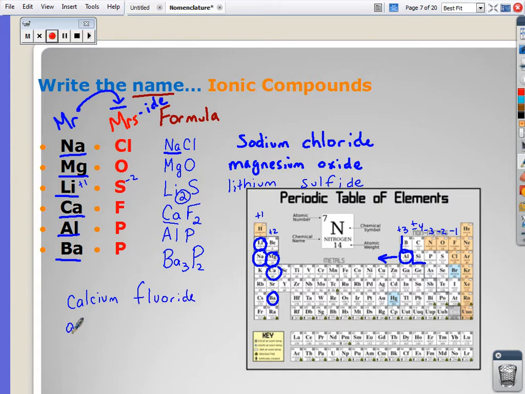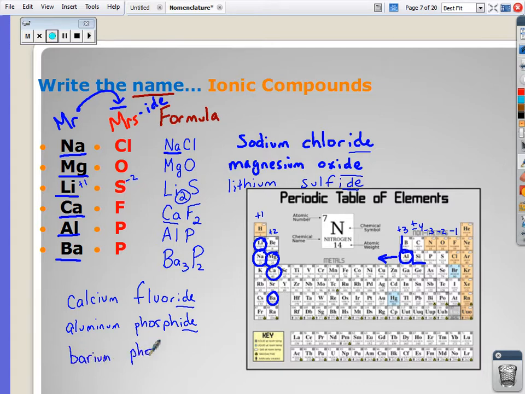Aluminum and phosphorus becomes phosphide. You notice that the girl, the Mrs., continuously changes her name, and it ends in ide every single time. So what would barium and phosphorus be?